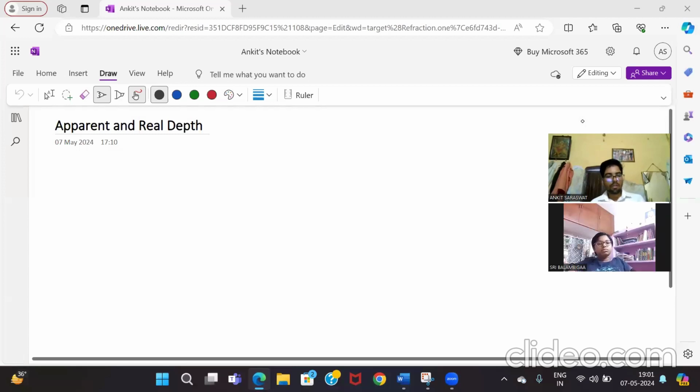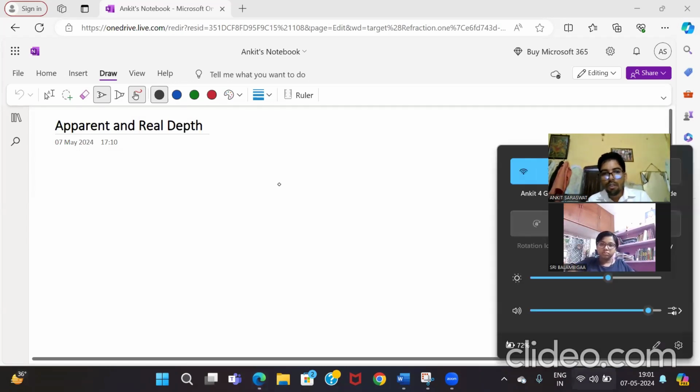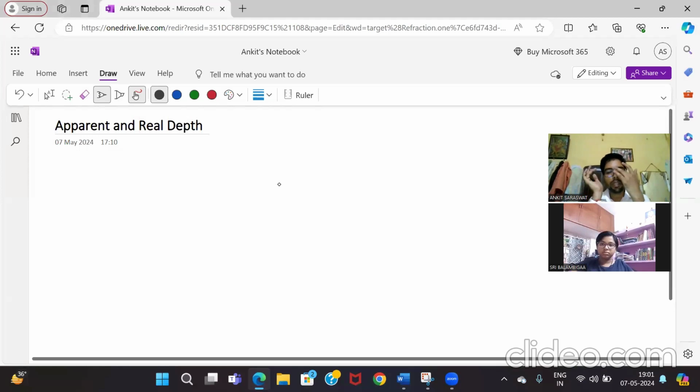So what I have discussed in the previous lecture, reflected rays form an image. Clear? When two reflected rays meet, for example, in case of a mirror, what we have discussed, when incident rays strike the mirror, then after reflection, image formation takes place when two reflected rays meet. Then image formation takes place like this.